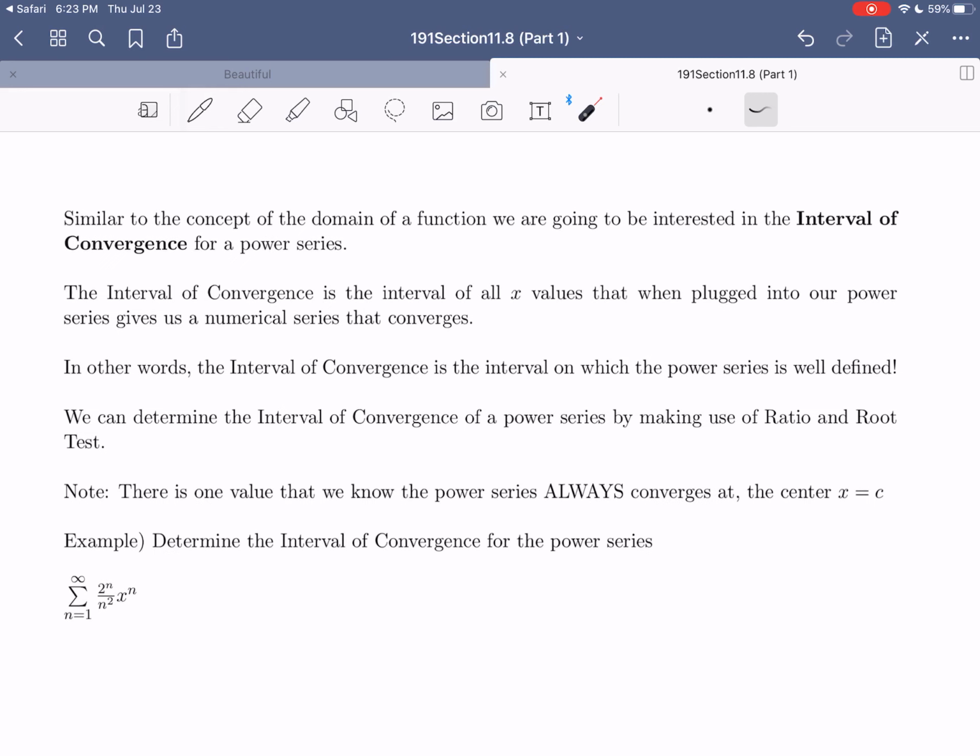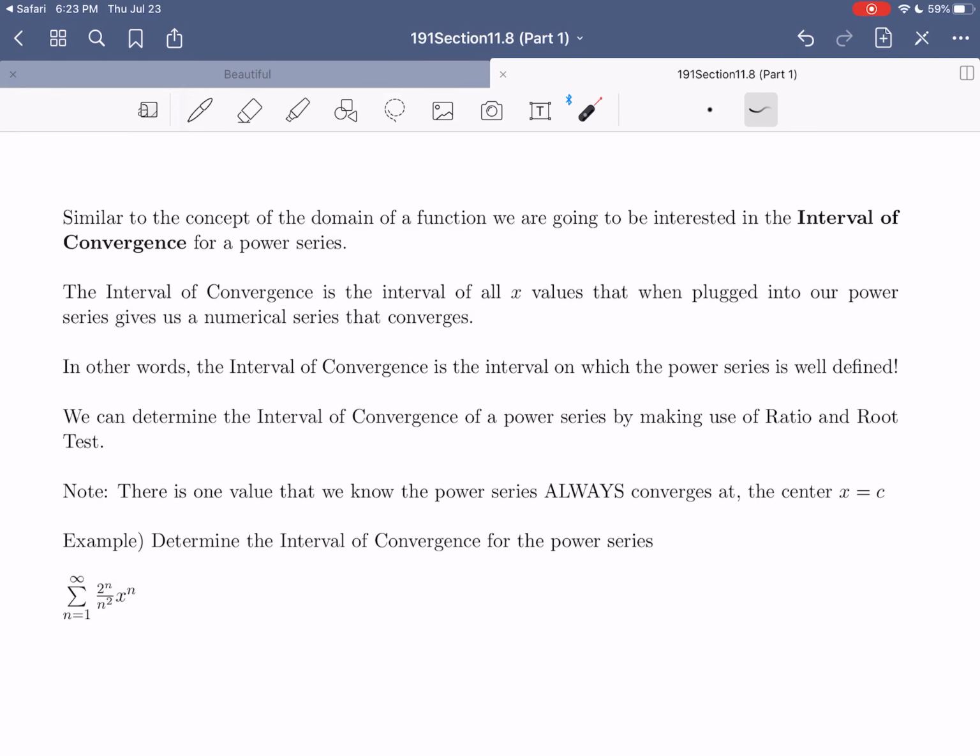So, as we mentioned, similar to the concept of the domain of a function, we're going to be primarily interested in what is called the interval of convergence for a power series. The interval of convergence is the interval of all x values that, when plugged into our power series, give us a numerical series that converges.